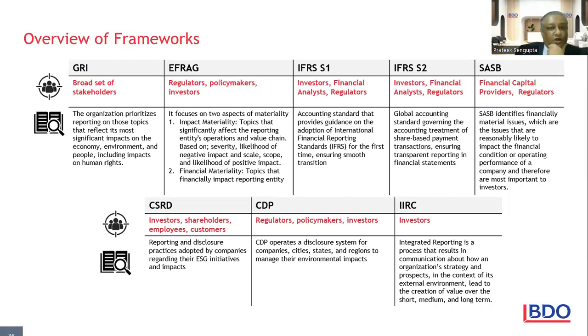CSRD is the European requirement on reporting, which is linked to both IFRS S1 and S2. CDP is a platform for disclosing your climate change performance, your performance on water, and your performance on biodiversity. And of course, the IIRC, the International Integrated Reporting Council, provides the guidelines for preparing and disclosing your performance in an integrated report. We can move on, Miha.